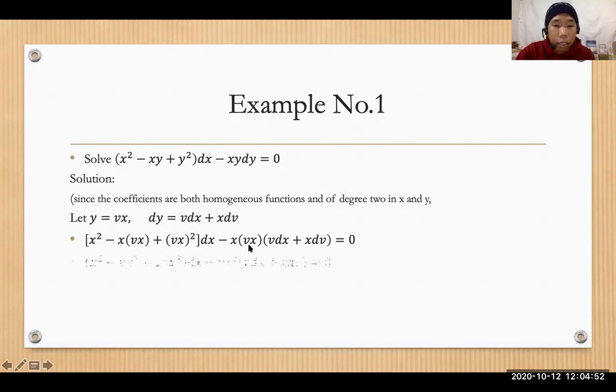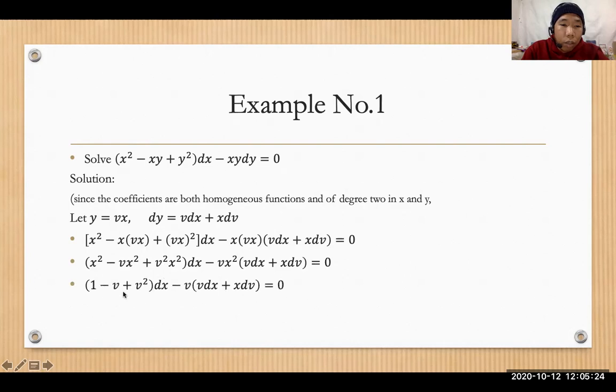Now the next step is, of course, we are to remove the grouping symbol here. So x times vx is vx squared. This becomes v squared x squared. And for this term, x times vx is vx squared. As you can see, there's a common factor here. So you have x squared, you also have x squared here. So we can eliminate x squared by dividing the entire equation by x squared.